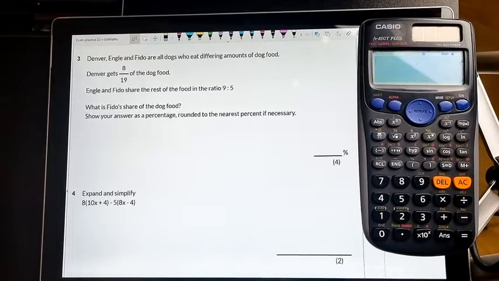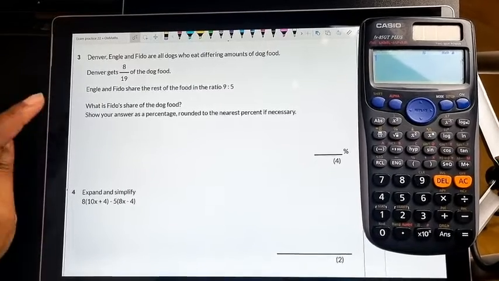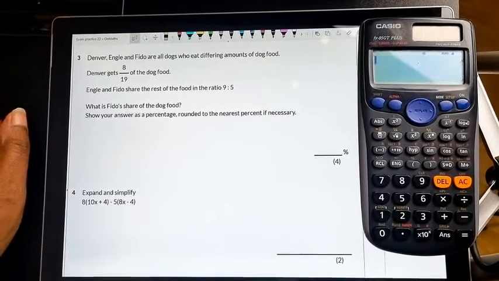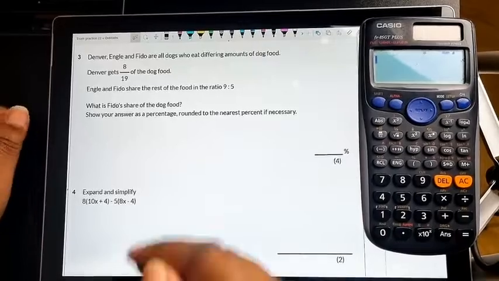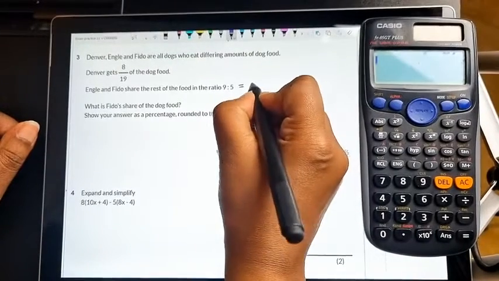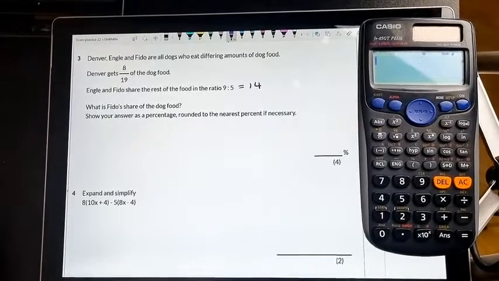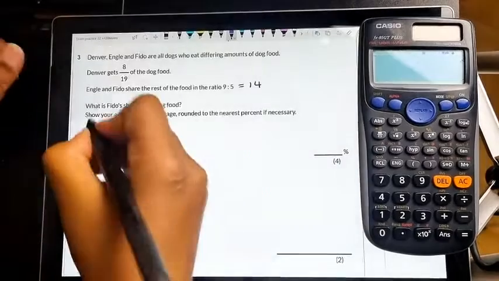Denver gets 8/9 of the dog food. Eagle and Fido share the rest of the food in the ratio of 9:5. I always write the total on the side. I know the total here is 14. Obviously, I always think, okay, why do I need that? I might need to calculate the ratio. So we're going to do exactly the same.